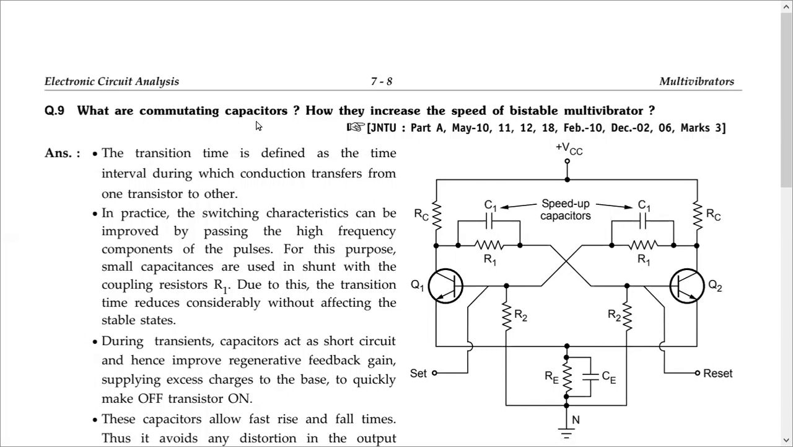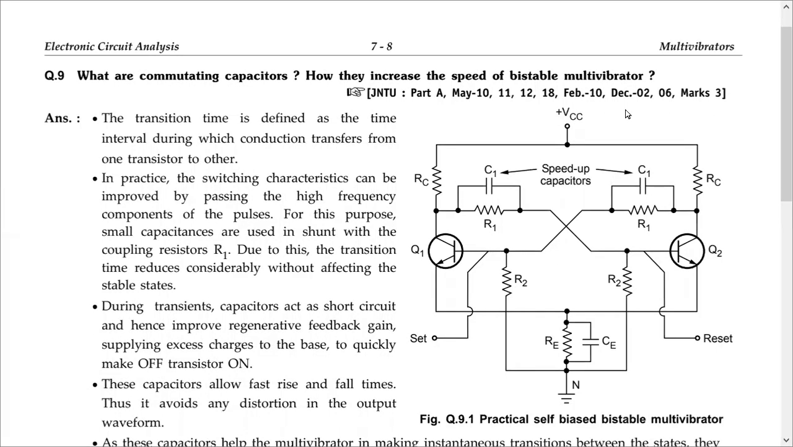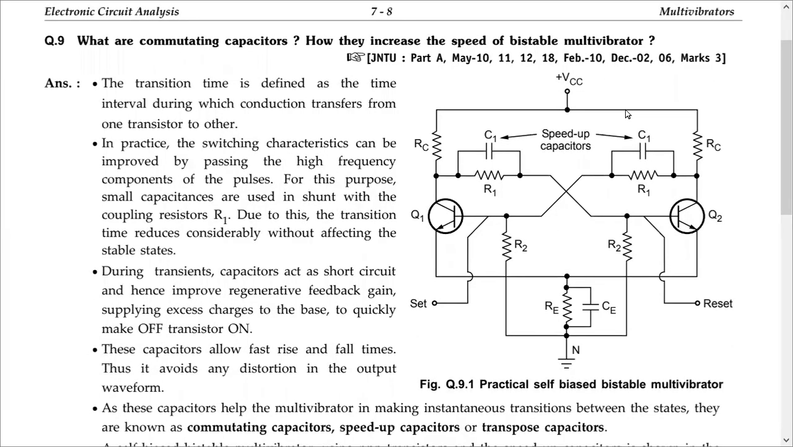For that, we make use of speed up capacitors. A capacitor passes on any sudden change. Any high alternating component signal which comes at the capacitor will quickly pass on, and that will speed up the performance of the circuit. So we make use of these commutating capacitors, or speed up capacitors, to make the switching faster.